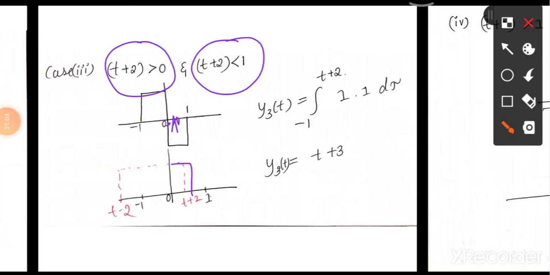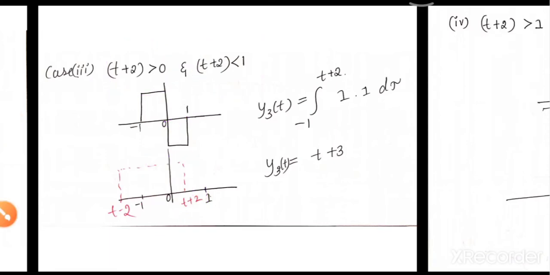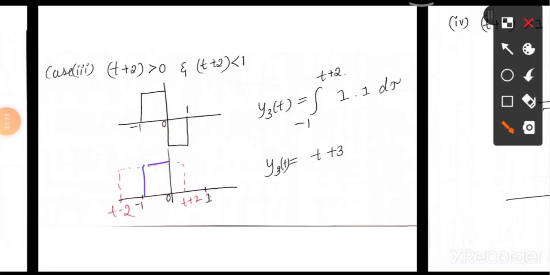overlapped? From minus 1, because your signal is like this, means from minus 1 to 0. Your signal will be overlapped from minus 1 to, observe, till this much your signal will be overlapped. So from where to where is it? Minus 1 to t plus 2. Okay, minus 1 to t plus 2, right?